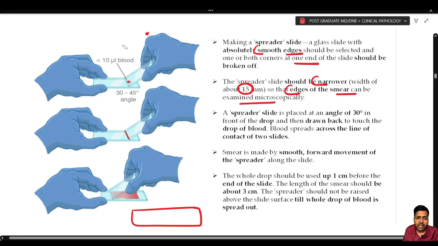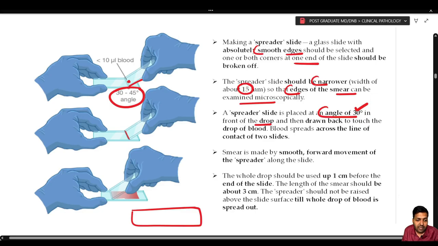Now a spreader slide, if you see, is placed at an angle of 30 degrees in front of the drop. For example, this drop is there and the spreader has to be placed in front of the drop, okay, at a particular angle. Over here it can range between 30 to 45. Usually they keep it at an angle of 30 degrees in front of the drop.